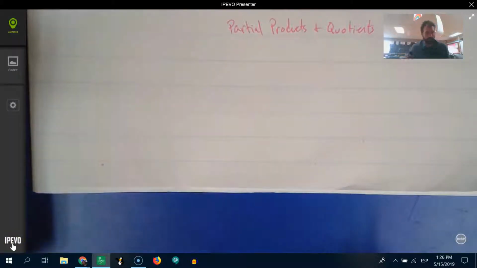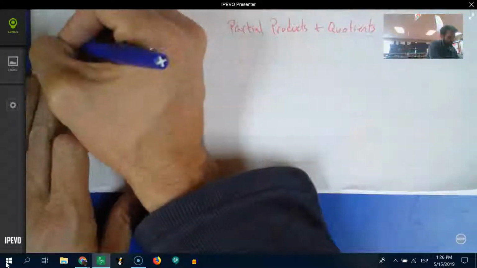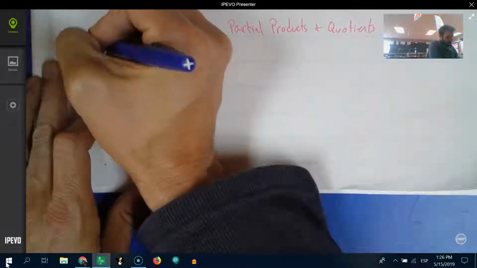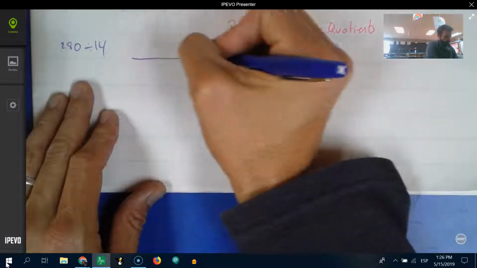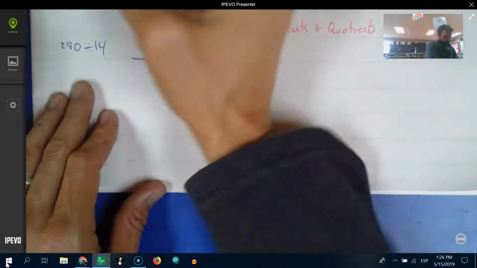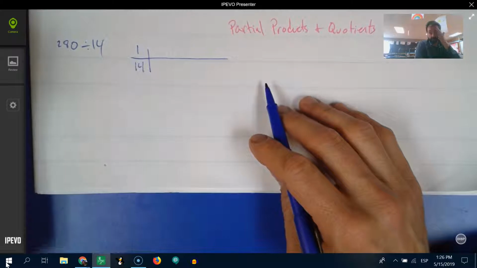Alright, so this one is partial products. If we take something like 280, let's start over here. 280 divided by 14. Something we can do is make our ratio table. So we know the ratio is 1 to 14.